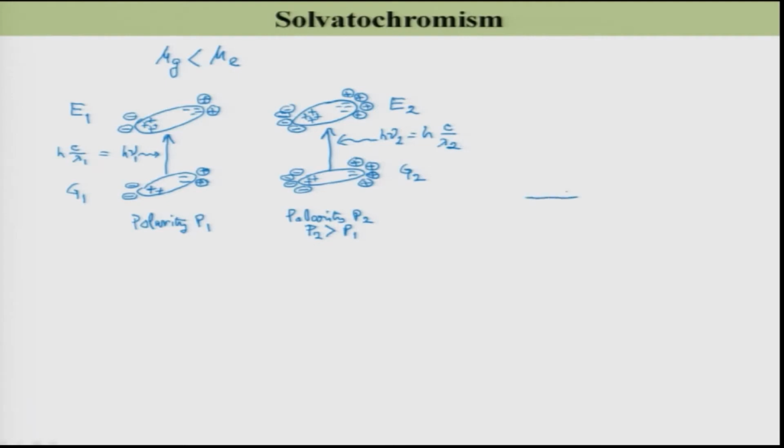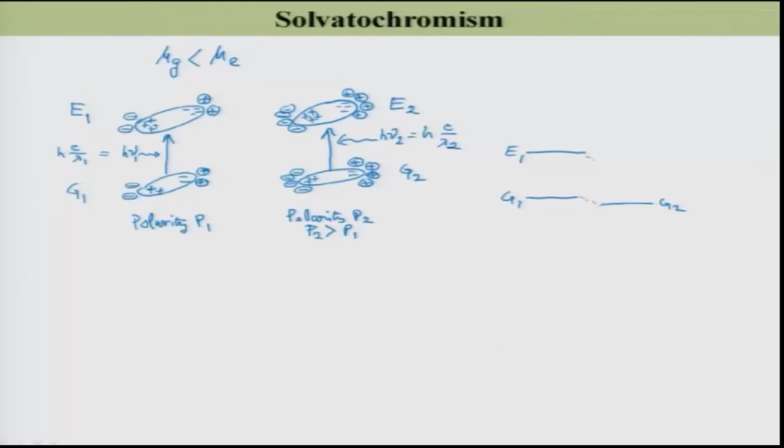Let us say this is the level of G1 and this is the level of E1, right. This is for the polarity P1, and when the polarity has increased, P2 is greater than P1, then what we can see is that the energy will be minimized. So, this is my G2. However, this excited state dipole moment is more, right. So, the energy minimization of E2 compared to E1 will be much more compared to the ground state. So, here this energy minimization will be more than the ground state. So, here it will be E2, right.